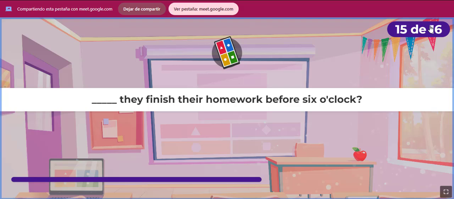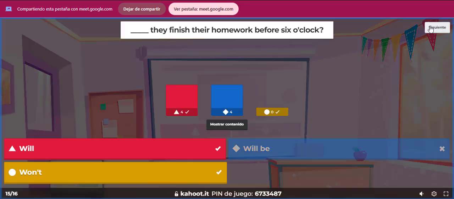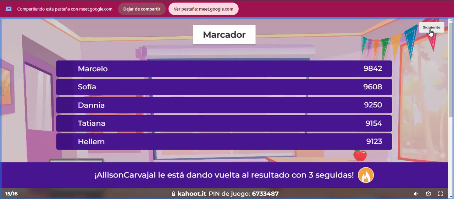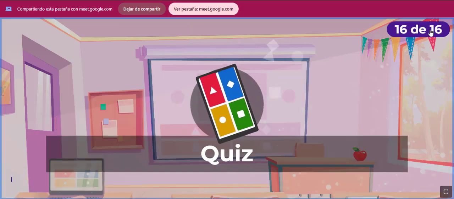Number 15. They finished their homework before 6 o'clock. This is a question. Will they finish their homework before 6 o'clock? And well, they accept both here, but as I told you, grammatically speaking, we usually don't ask questions in negative form. Dania got the first place again.